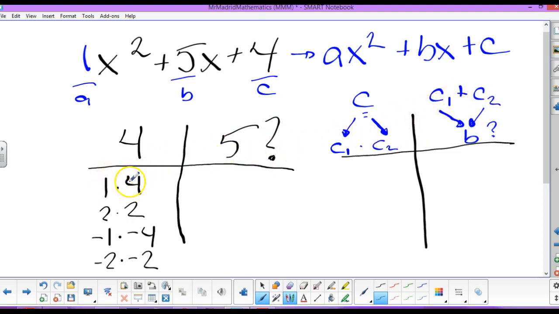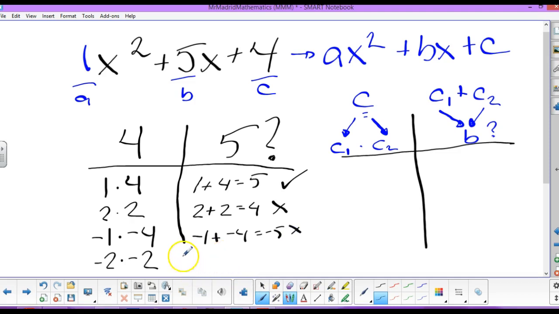So now I gotta basically add them, see what they give me. So 1 plus 4 is 5. Okay, I'll write it out here. Why not? 1 plus 4 equals 5. So that's already a check, so this is my winner. But let me continue with these. 2 plus 2 equals 4. That doesn't match here. Okay, -1 plus -4 equals -5. That's not a match. And -2 plus -2 equals -4. So again, this is my match.